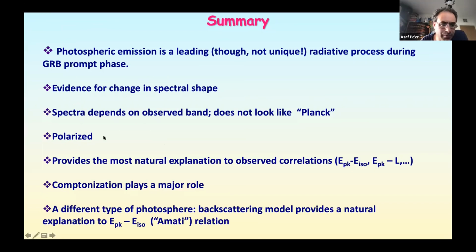It's polarized. We expect to see some polarization. It does provide us with the most natural explanation to the observed correlations, peak ISO, peak luminosity, etc. Of course, the importance is that the comptonization here plays a very major role. So synchrotron emission may be subdominant in all these types of models. And a different type of photosphere, the backscattering model, provides a natural explanation to the peak ISO, the so-called Amati relation.